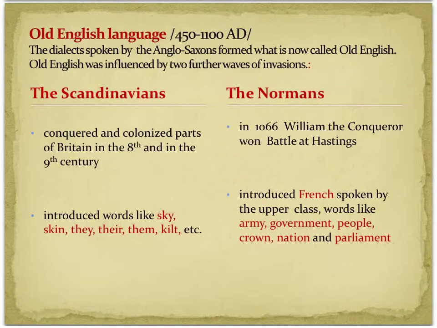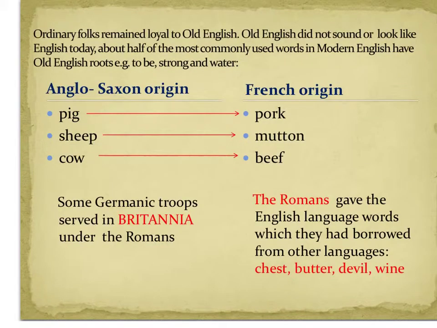The Normans. A Norman duke, William the Conqueror, in 1066 won the battle at Hastings and introduced French spoken by the upper class. Words like army, government, people, crown, nation, and parliament. Ordinary folks remained loyal to Old English.